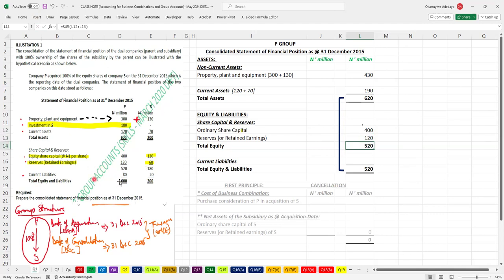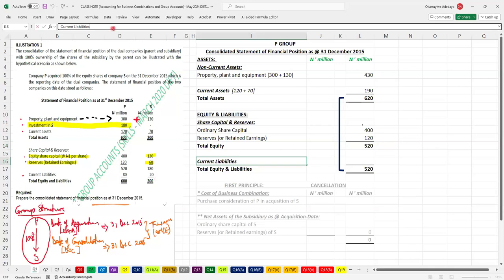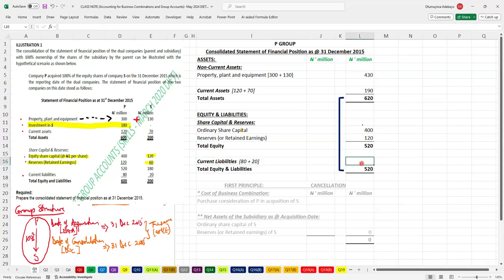Now, for current liabilities, we have 80 and 20. Therefore, 80 plus 20. Now we'll finish consolidation. We've consolidated P and S to produce this account. The first thing that we notice is that our total assets equals total equity and liabilities. On one side, I'm happy that the equation balances based on the accounting equation. But on the other hand, I'm inquisitive, for two reasons.